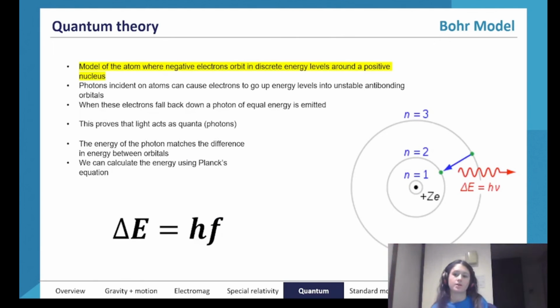Okay, now we are getting onto the Bohr model. The Bohr model of the atom is probably the one that you guys are most familiar with. It's a model of the atom where negative electrons orbit in discrete energy levels around a positively charged nucleus. So we have the protons and the neutrons in the nucleus, and then the electrons orbiting around. An important feature of the Bohr model is that the electrons can only exist in discrete energy states.